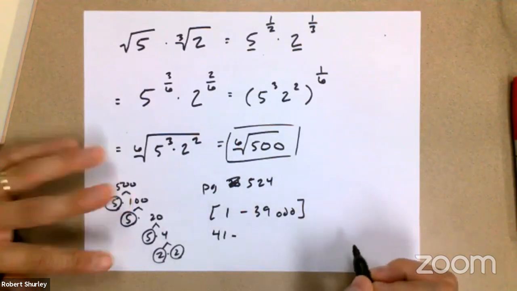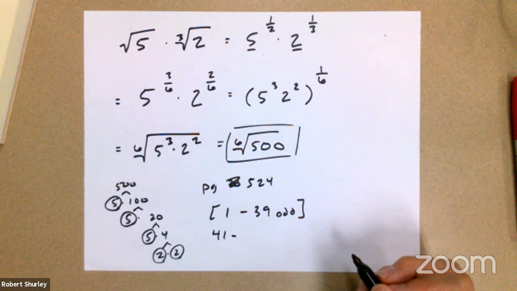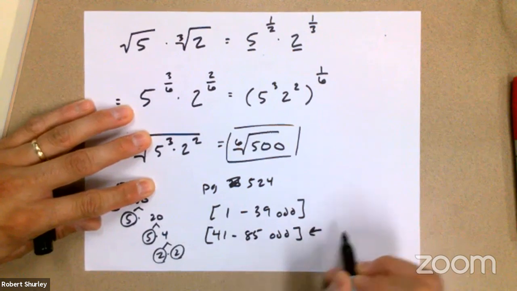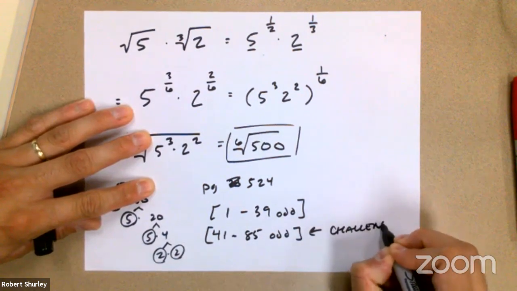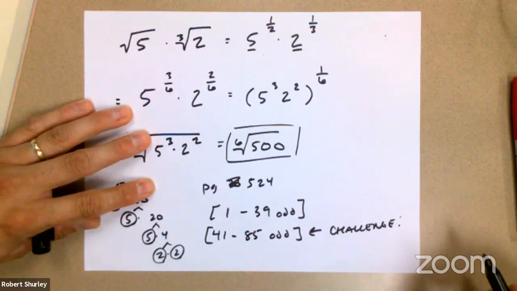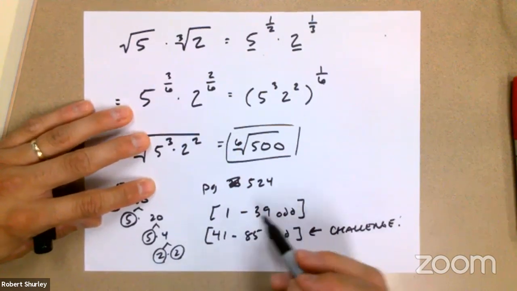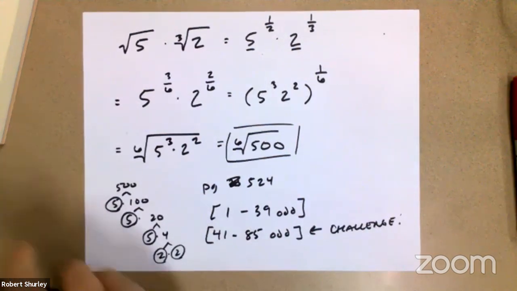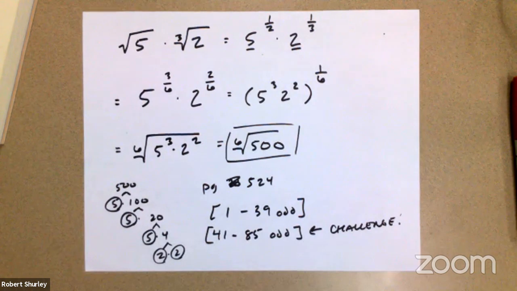41 through 85 are the challenge. If you don't have much time, I would just do 1 through 39 odd. And then if you want to check and see where you're at, your barometer of understanding, 41 through 85 will really tell you if you understand radicals and exponentials. Do you guys have any questions on the Zoom session? Any questions moving forward? Okay.